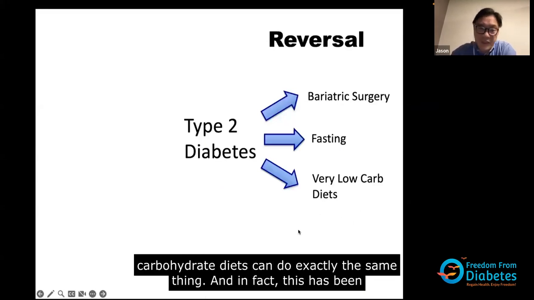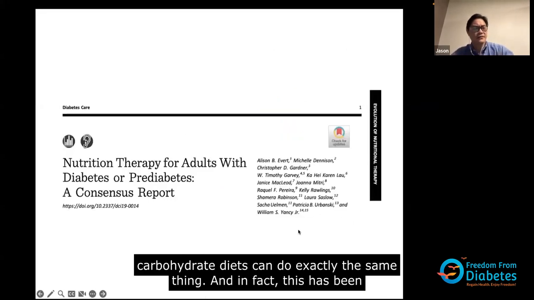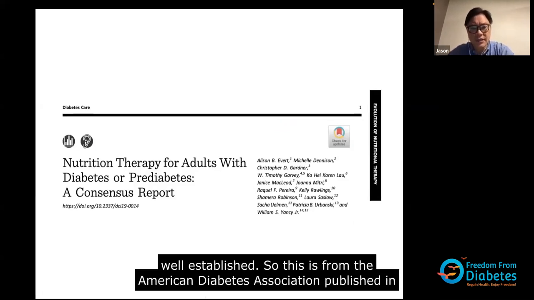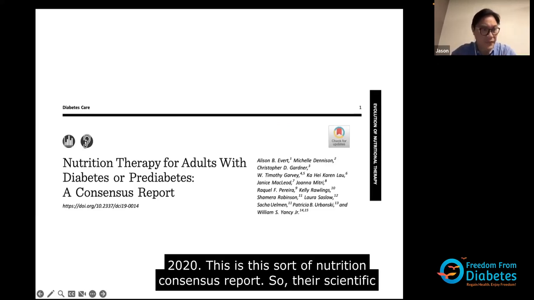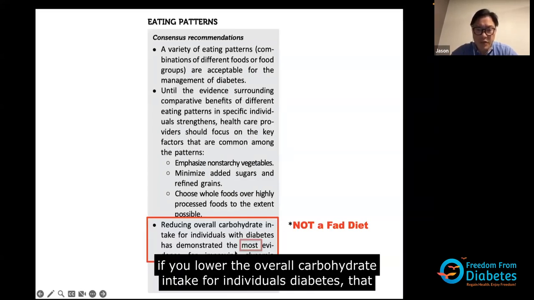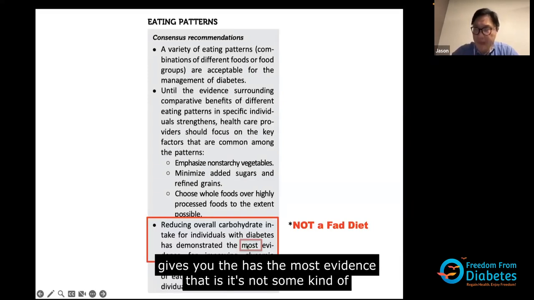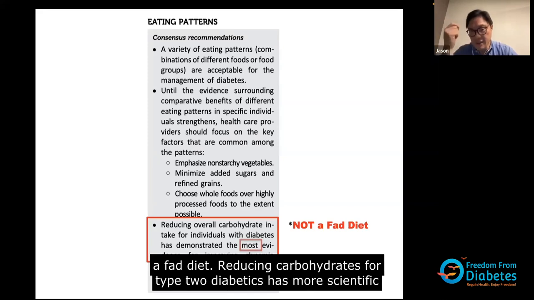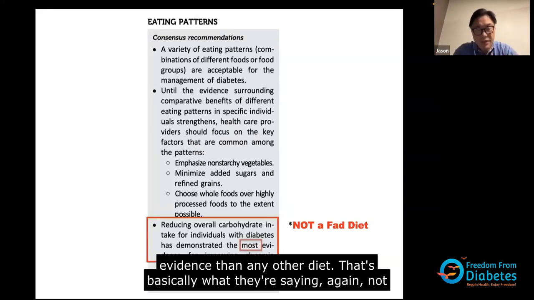Very low carbohydrate diets can do exactly the same thing. And in fact, this has been well established. So this is from the American Diabetes Association, published in 2020. This is their nutrition consensus report, a scientific report from the American Diabetes Association. And what they said is that lowering the overall carbohydrate intake for individuals with diabetes has the most evidence. That is, it's not some kind of a fad diet. Reducing carbohydrates for type 2 diabetics has more scientific evidence than any other diet. That's basically what they're saying.